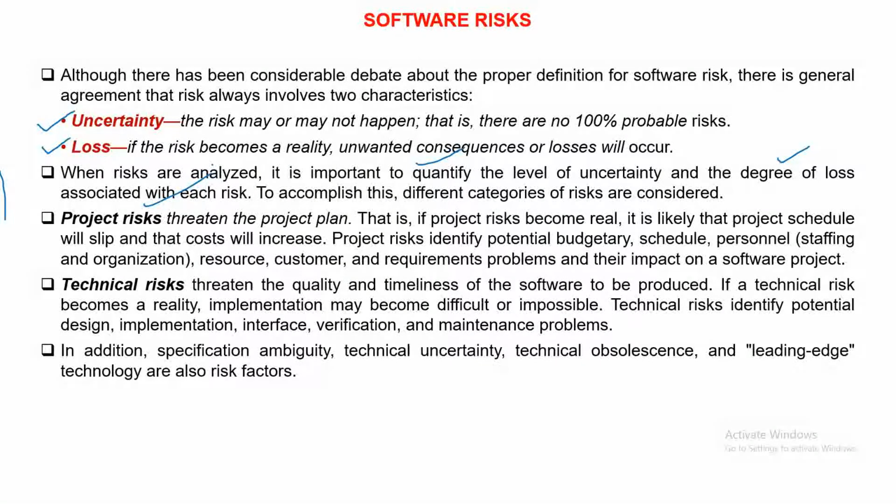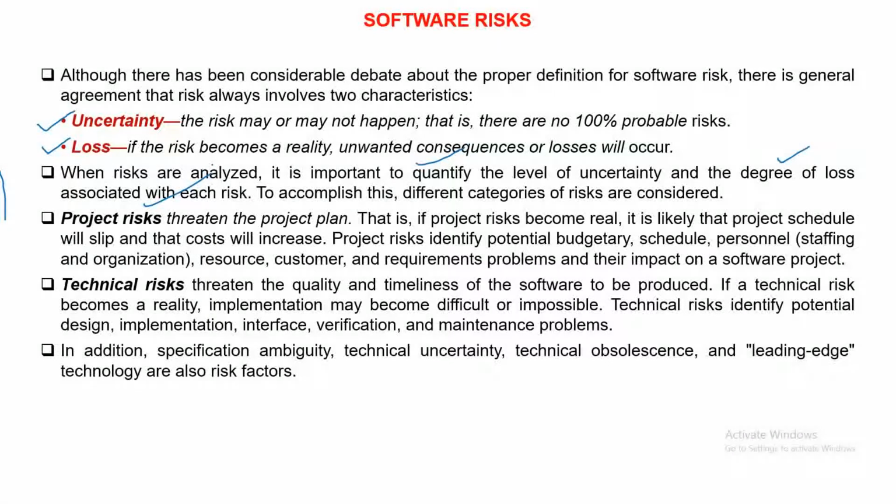Because if you know the uncertainty level, if you know the degree of loss, you can classify the risks into various baskets. Say high probability risk, सबसे पहले इनको फोकस करना है, then medium probability risk, low probability risk. अगर हम ये level of uncertainty या degree of loss associated हम नहीं देखेंगे, then we would end up focusing more on a low priority risk, whereas high priority risk may escape from our consideration.